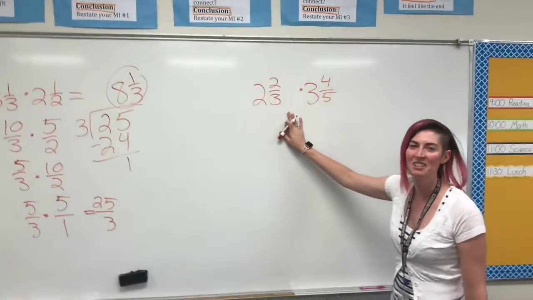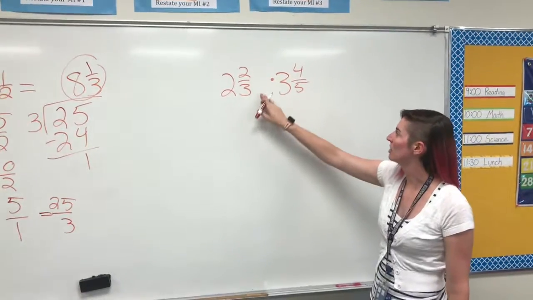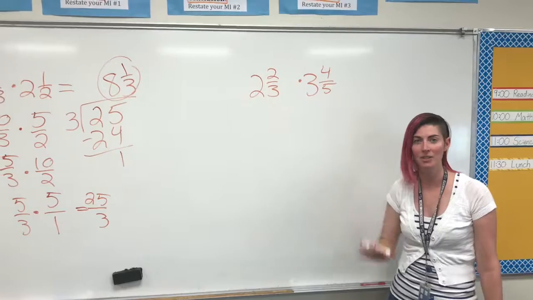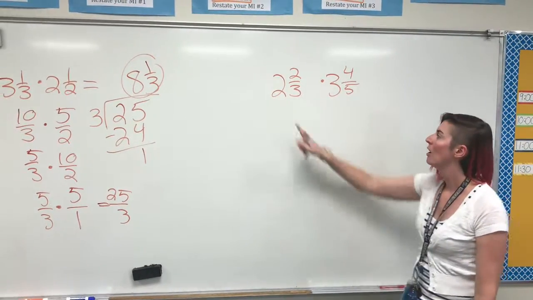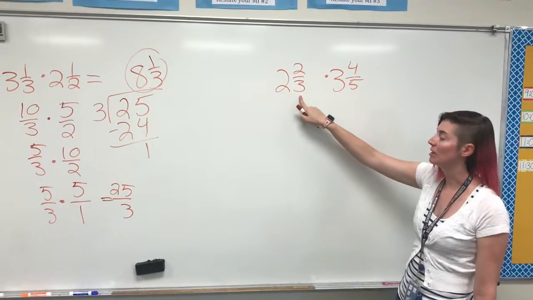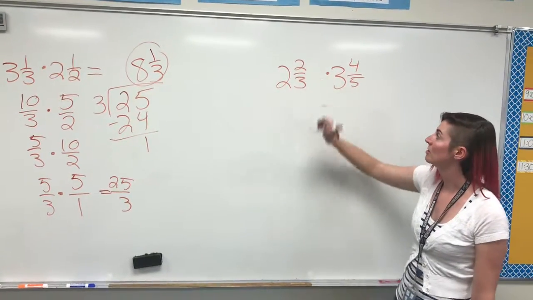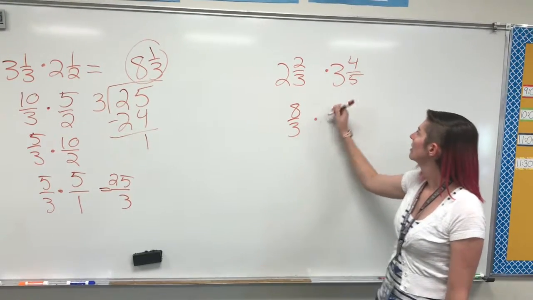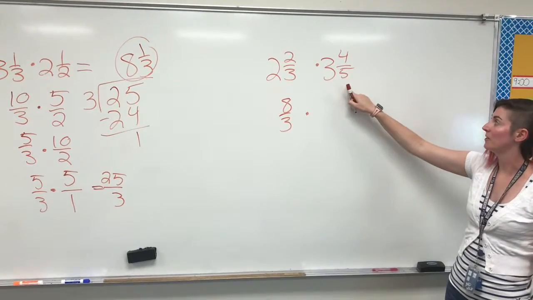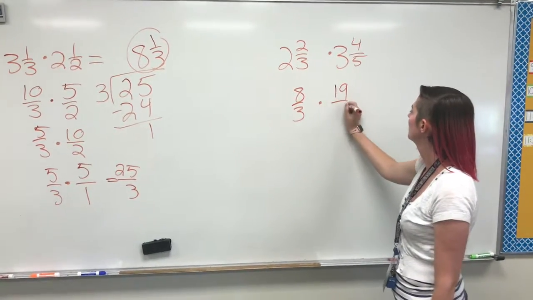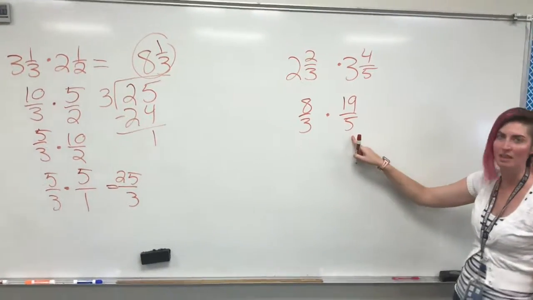Moving on over here, just another example. We have 2 2/3 times 3 4/5, but we can't multiply mixed numbers. We have to turn them into improper fractions. Whole number times the denominator plus the numerator. 2 times 3 is 6, plus 2 is 8, so we have 8/3. 3 times 5 is 15, plus 4 is 19. Fifths, that denominator stays the same.